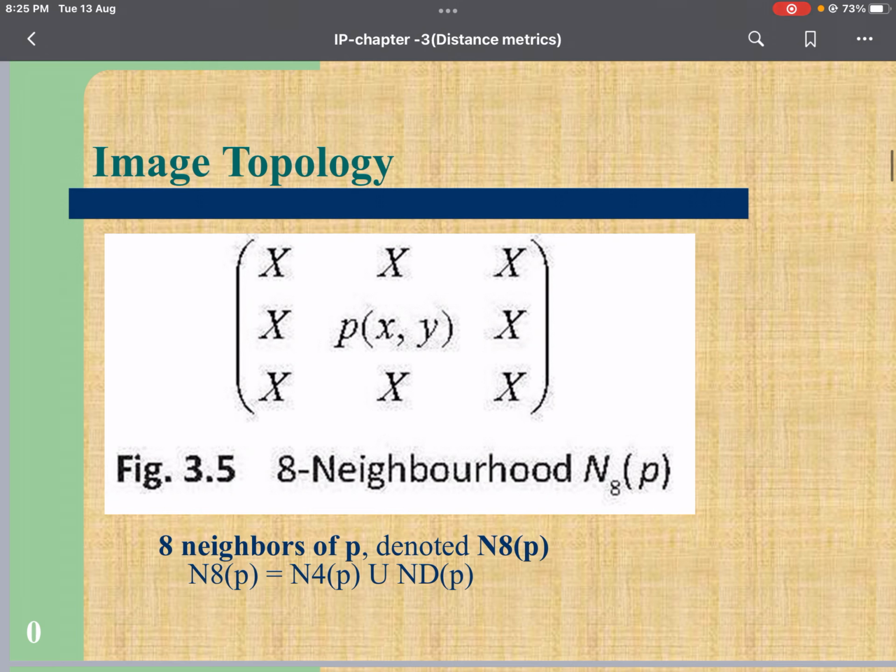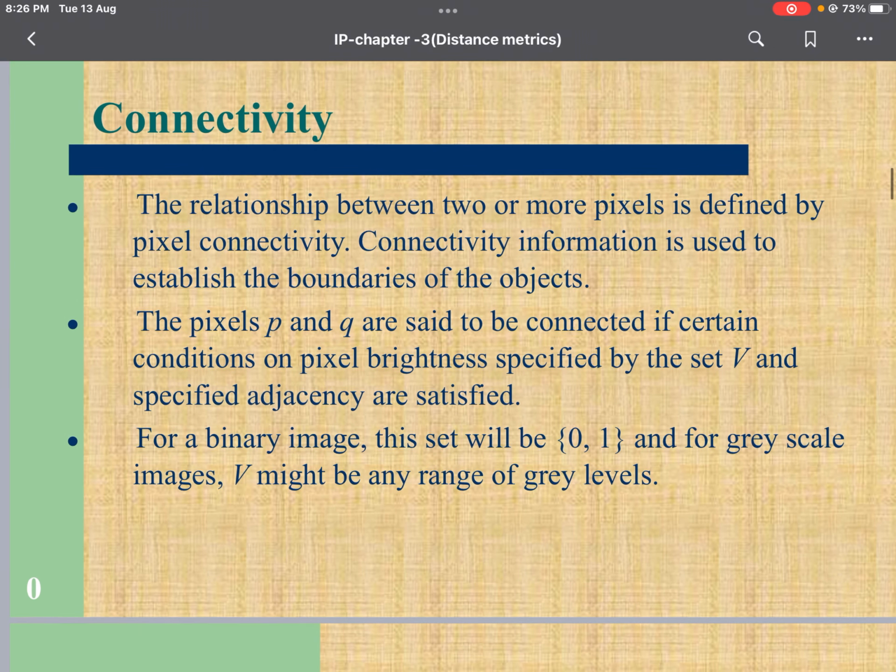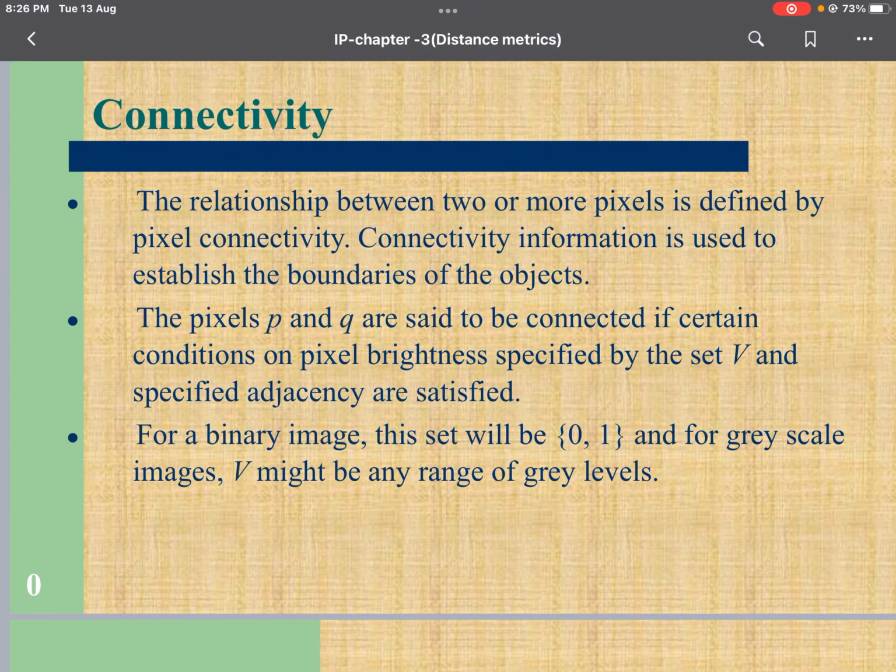The next topology is called 8 neighborhood, which is the combination of n4 of p and the diagonal neighbors of p. Mathematically, n8 of p is equal to n4 of p union nd of p. It is a combination of that. That means with respect to the pixel position, we have the diagonal elements along with the vertical and the horizontal ones. Next we have the connectivity information.